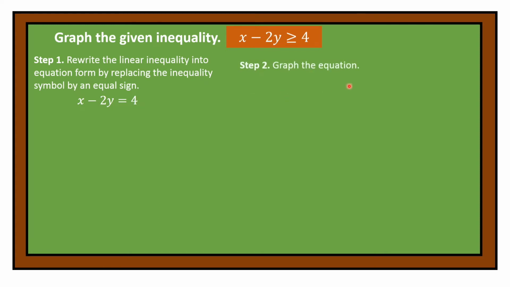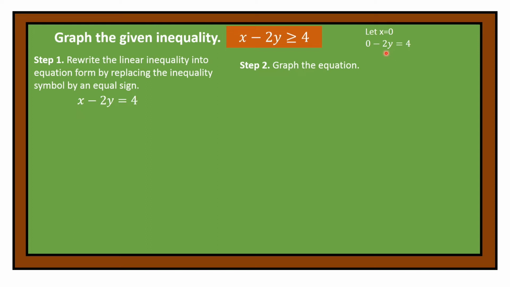Step 2, igagraph na natin ang ating equation. So, kaya nireview natin kanina yung iba't ibang way para makapag-graph ng isang equation. So, let us use the x and y intercept. So, we're going to let x be equal to 0. So, papalitan lang natin ang x ng 0. So, magiging 0 minus 2y is equal to 4.